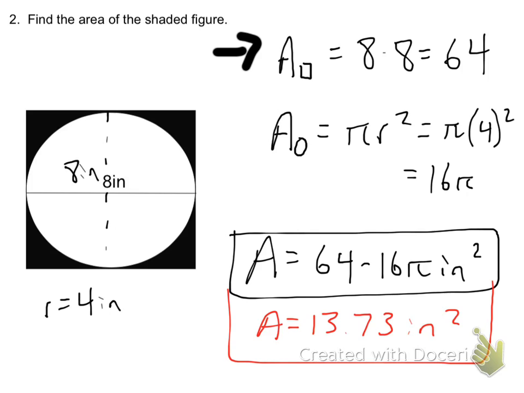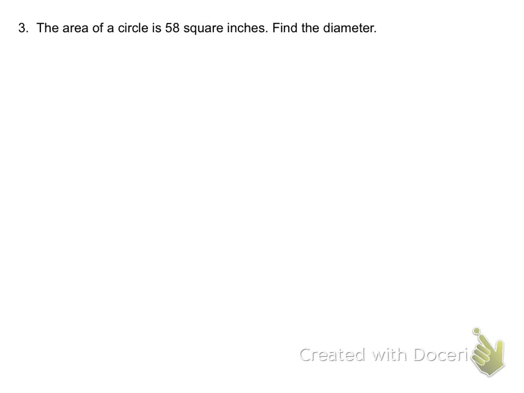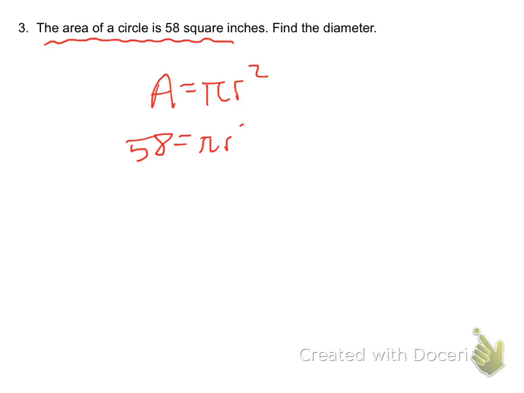So, moving on. The area of a circle is 58 square inches. Find the diameter. So a little bit different, but I am going to still use my area formula, except this time they give me the area as the given information, so I'm going to plug in 58 for the area, and that's equal to pi r squared.